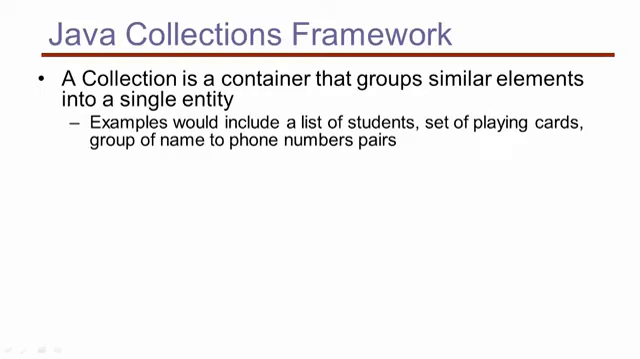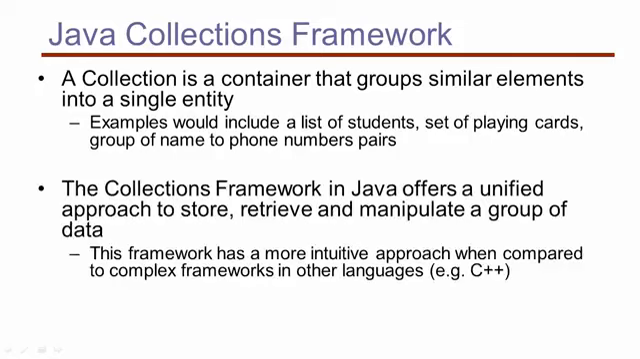We could have a container that holds a list of students that is ordered by their student ID, or we could have a set of playing cards in a card game, or we could have a group of names and phone numbers that allow us to map a name to its corresponding number. Notice how these applications are addressed in terms of a list, a set, or a map. And the collection framework does a wonderful job in presenting a unified methodology for storing, retrieving, and manipulating the data regardless of whether we consider the data as a list, a set, or a map.